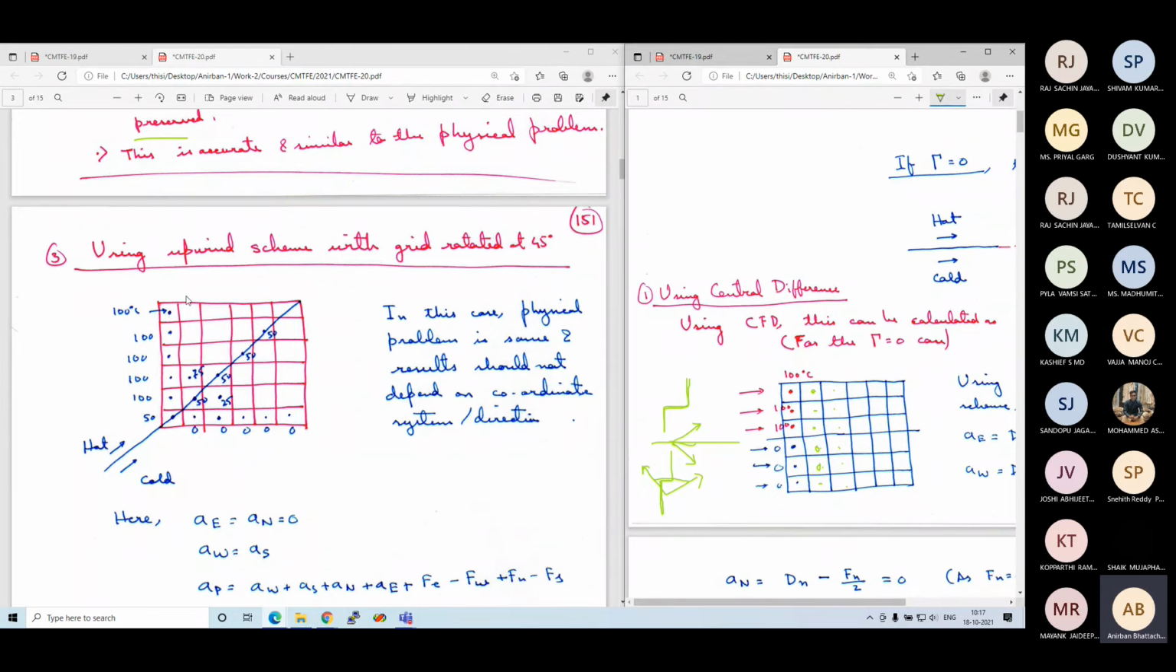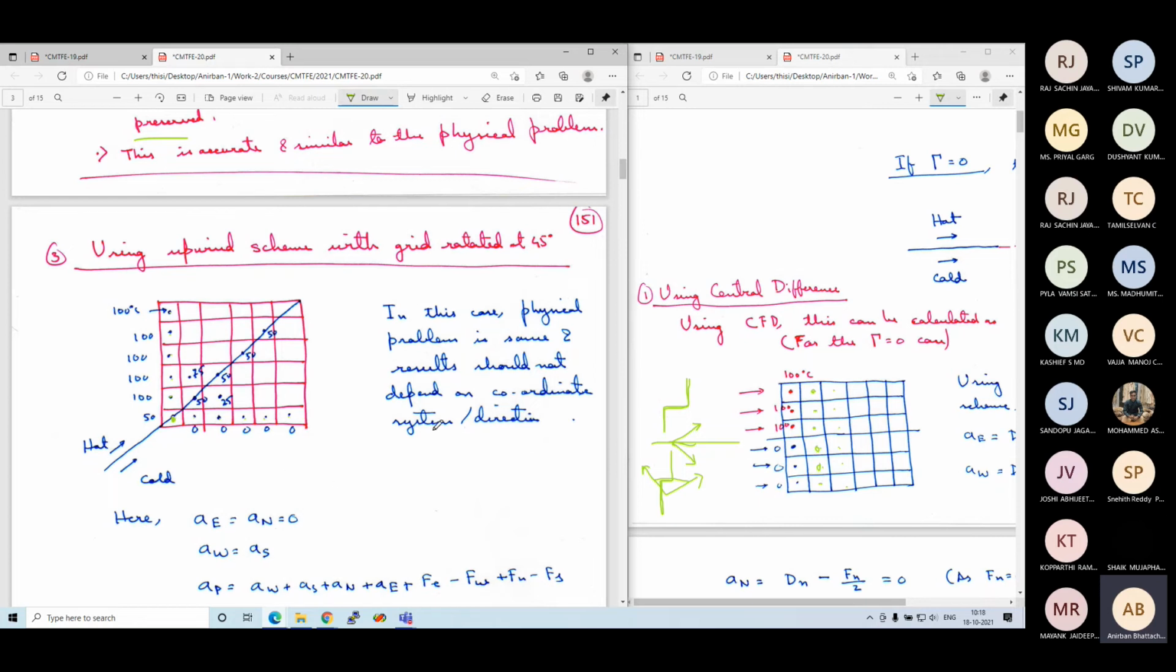Again, these grid points should be 0, 100, 100, 100, because this is above the line. All these points should be at 100. All these points below the line should be at 0 degrees centigrade. These are the boundary conditions for our problem. And this point, which is on the line, we can take the average, 100 plus 0 by 2, which is 50. So these are the boundary conditions. These are 100, these are 0, and this is 50.